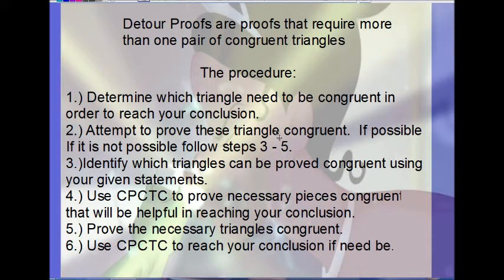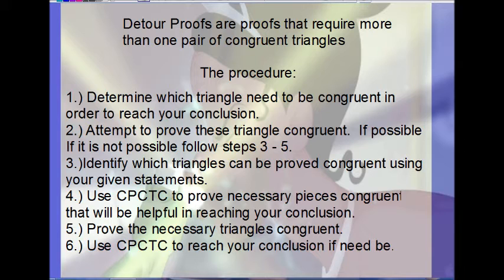Detour proofs are proofs that require more than one pair of congruent triangles. So in other words, we're going to be proving triangles congruent in order to take apart their pieces and prove other triangles congruent. So here's a general procedure of what's going to happen. The first thing we have to do is determine which triangles need to be congruent in order to reach your conclusion. So keep the end in mind.